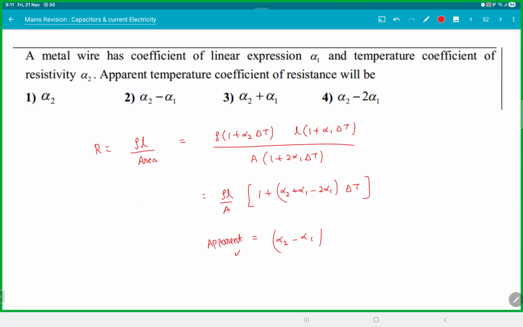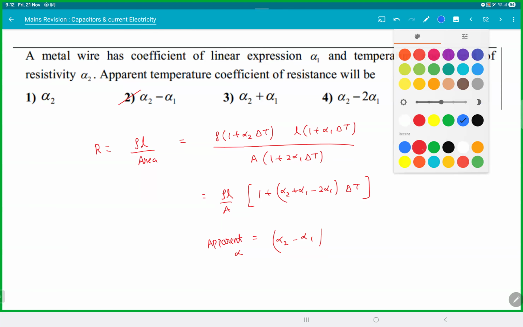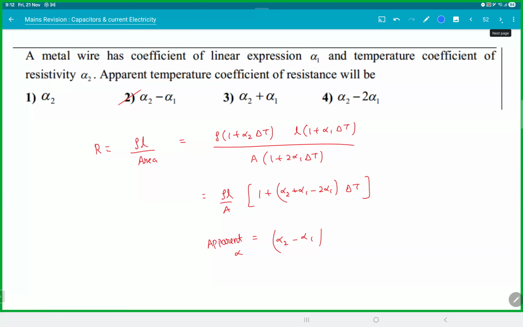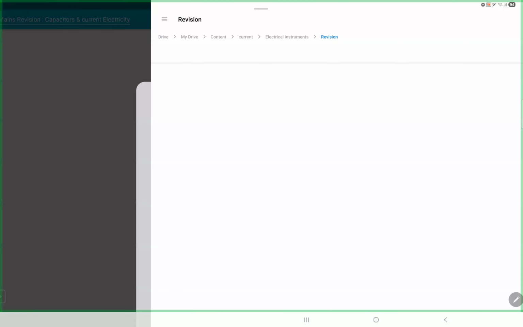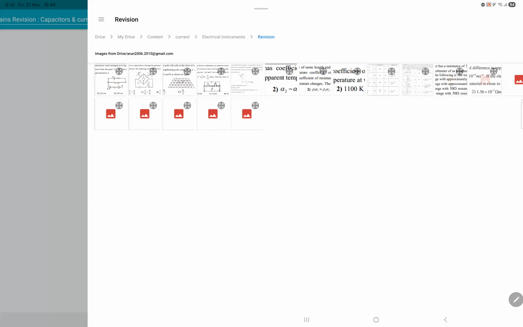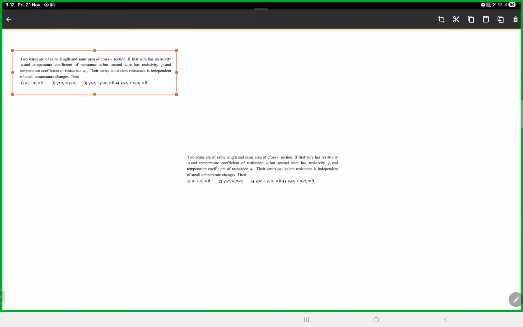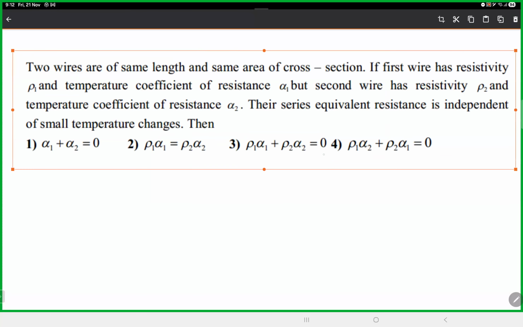You guys are forgetting, even area will change, no? Rho L by A, area also, that's a linear expansion. It will expand in three-dimensional volume. Clear? So be careful. Not a tough one, but because you only keep thinking about that L, we forget there's an area at the bottom. Something similar on that. This is an easy one.